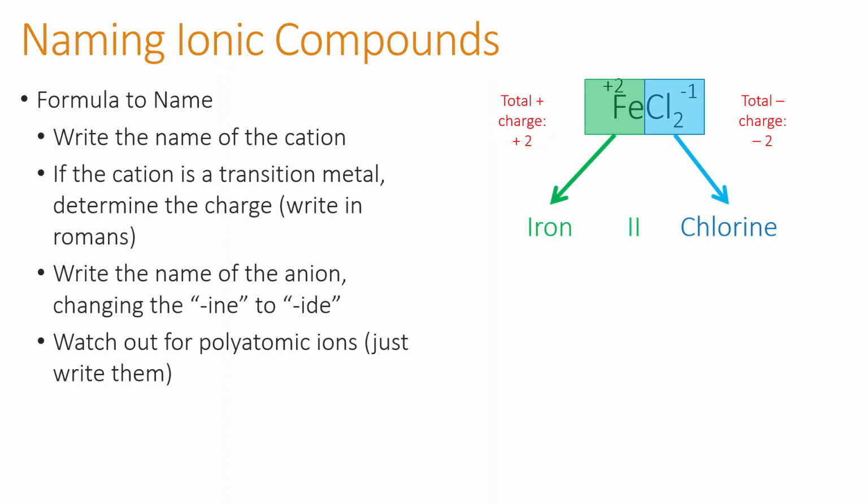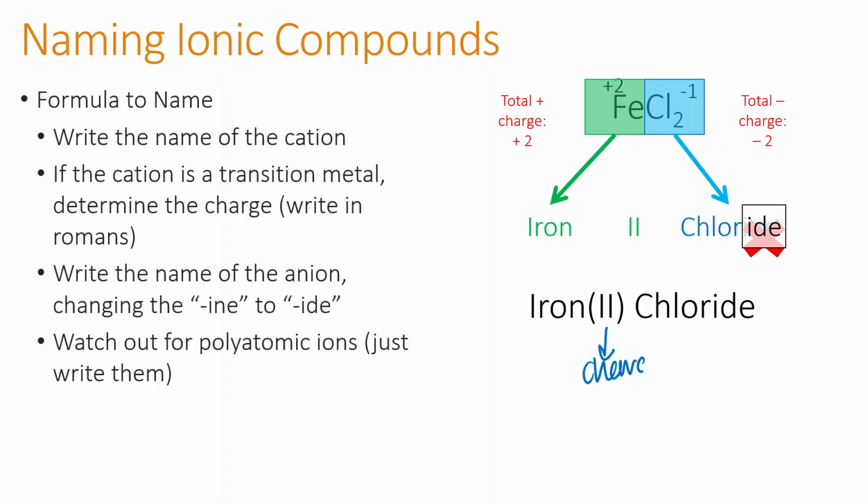So we have iron 2. Chlorine becomes chloride. So the name here would be iron 2 chloride. So remember that Roman numeral is telling you the charge on the iron. It is not telling you how many there are.